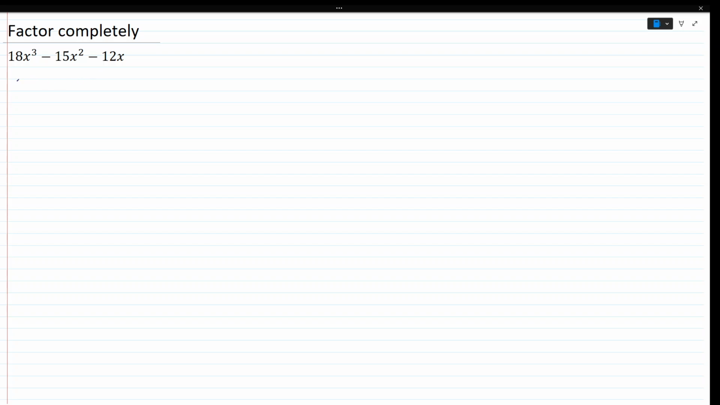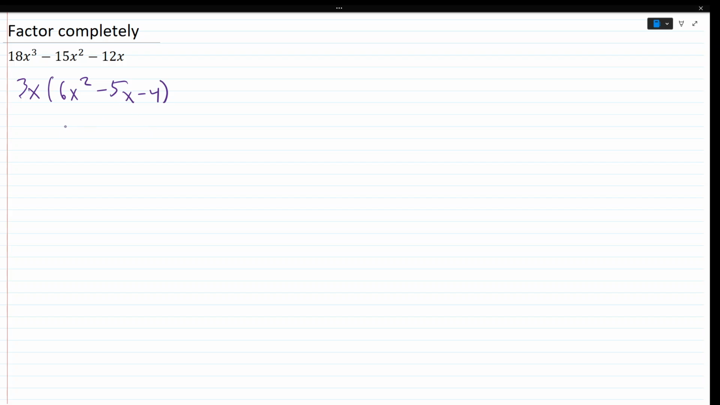So we could factor out the 3, and let's see, the lowest power of that x that shows up in any one of the terms is to the first. So we could only factor out a 3x. And let's see, what we'd have left over would be what? 6x squared minus 5x minus 4.